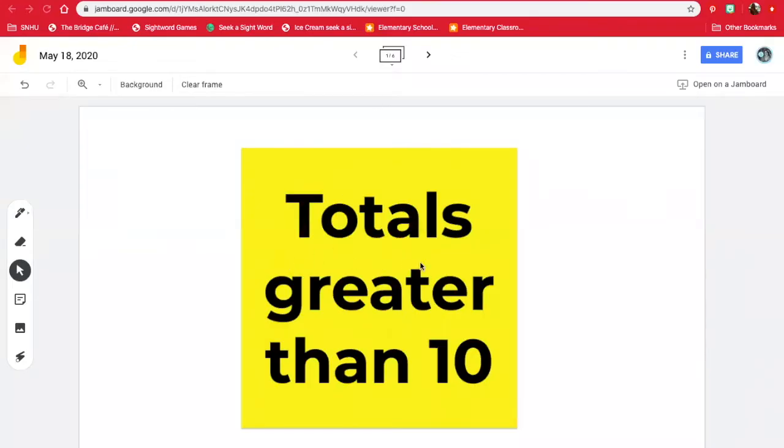So, last week we were working on a new lesson about making a 10 to add. And this week we're going to start a new lesson on totals greater than 10. That means our answers will be bigger than 10. So, when we have an addition problem, some of our answers will be 11, 12, they could be 15, they could be 17, they could be 20. So we're working with numbers that are greater or more than 10 now.